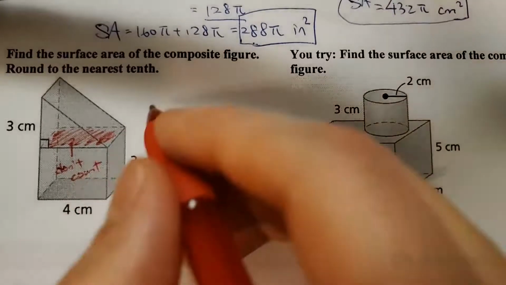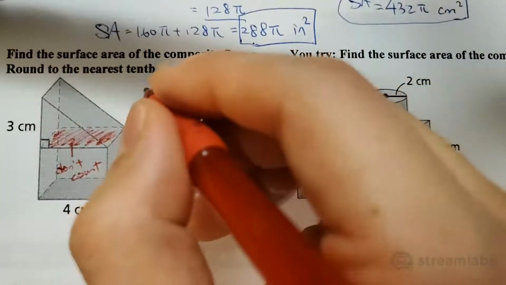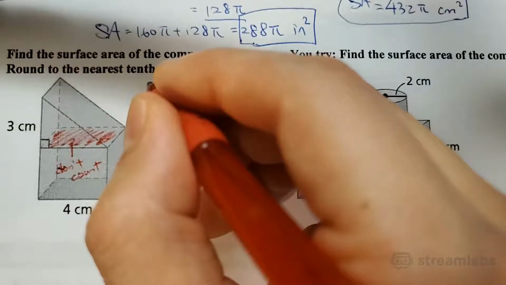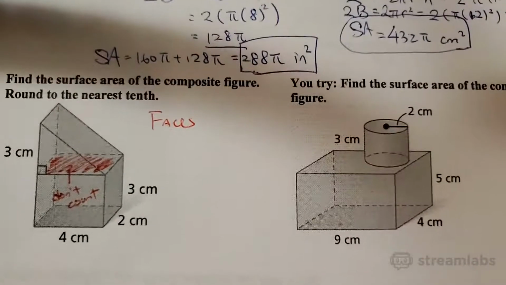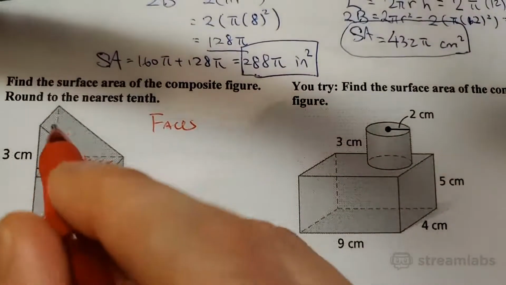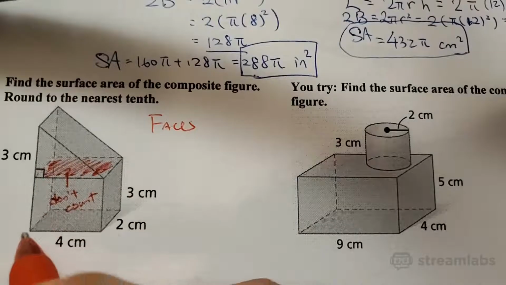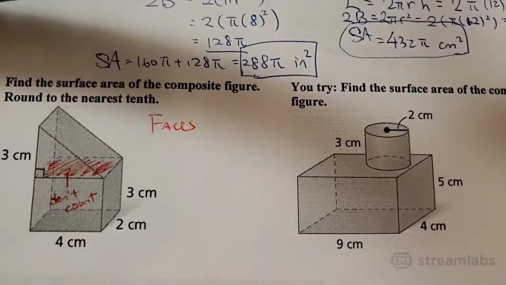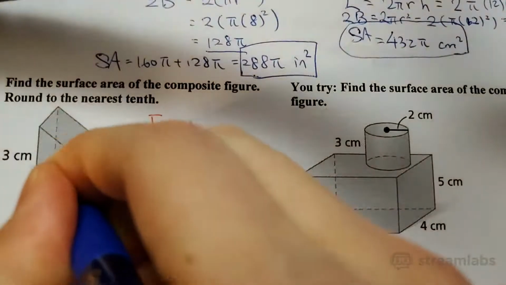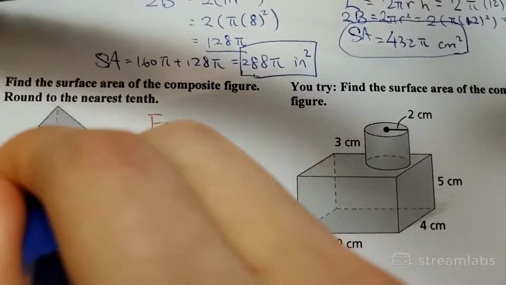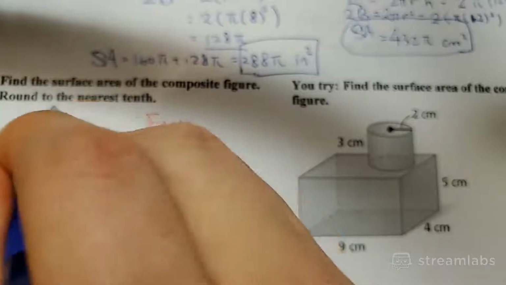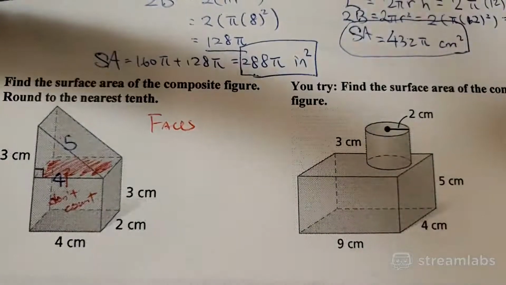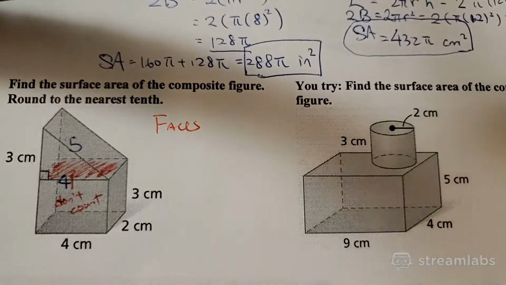So, we'll do the faces first. If you want to do the faces, then you have to include every single face: this face, this face, this face, this face. First off, this is 3, 4, and this is a right triangle. By the Pythagorean theorem, you can find this: square root of 3 squared plus 4 squared. This will be 5. 3, 4, 5 is also one of our triples. And then you pretty much have everything you need.